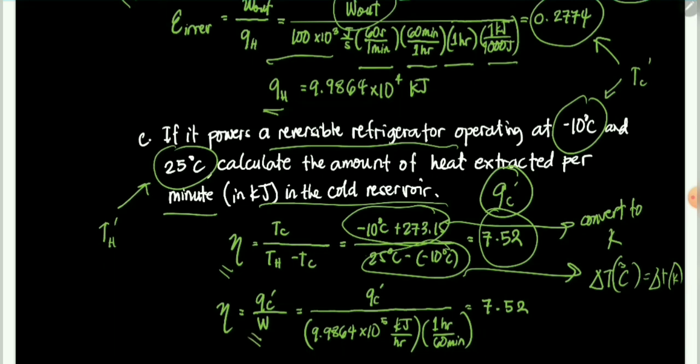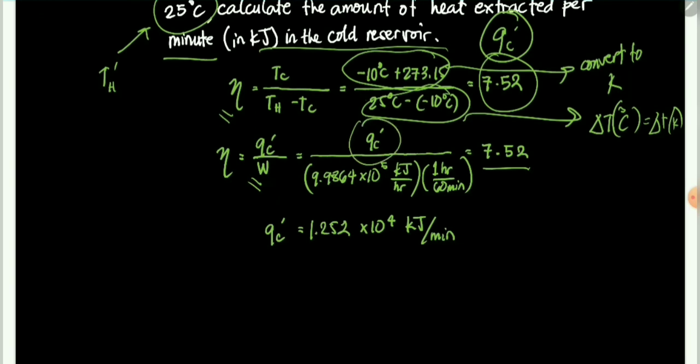Okay, so QC prime over 9.9864 times 10 to the 5 kilojoules per hour. So, i-convert natin siya sa kilojoules per minute. So, i-multiply natin siya ng 1 hour over 60 minutes. Tapos, equate natin siya sa 7.52. So, makukuha natin yung QC prime. So, QC prime is 1.252 times 10 to the 4 kilojoules per minute. So, this QC prime is the amount of heat being extracted from the cold source or cold reservoir every minute.